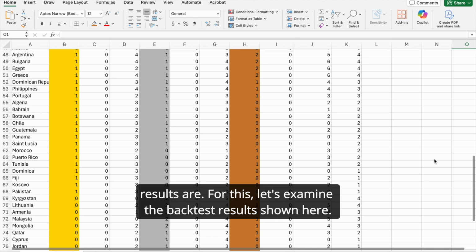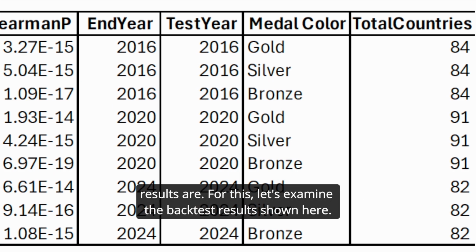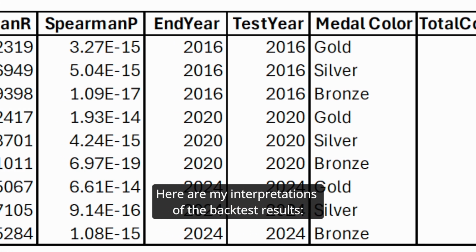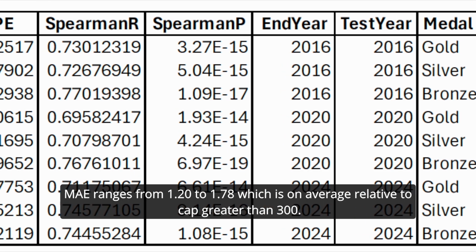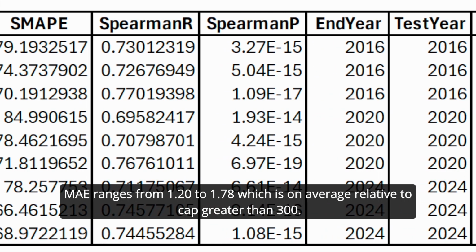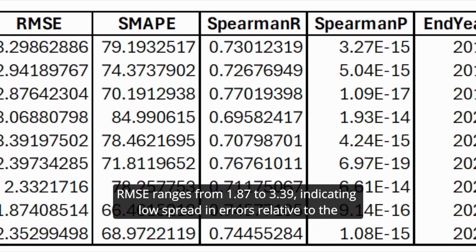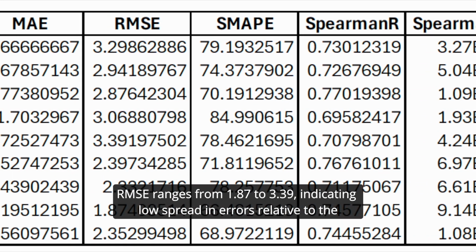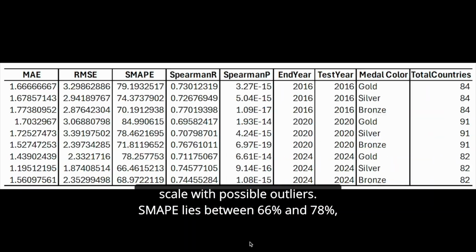Now let's see how well the prediction results are. For this, let's examine the backtest results as shown here. Here are my interpretations of the backtest results. MAE ranges from 1.20 to 1.78, which is less than 1% on average, relative to cap greater than 300. RMSE ranges from 1.87 to 3.39, indicating low spread in errors relative to the scale with possible outliers.